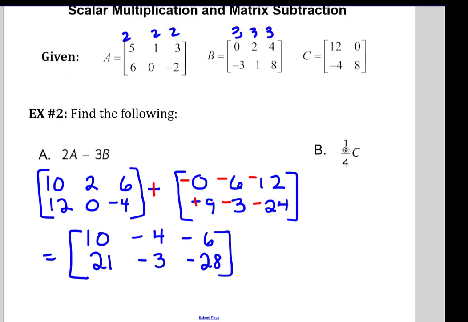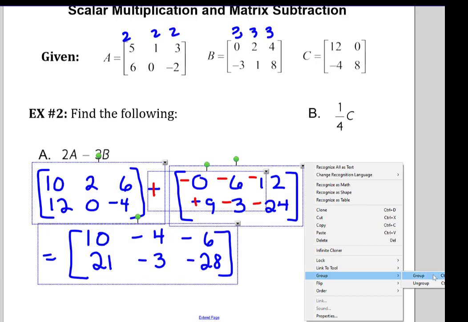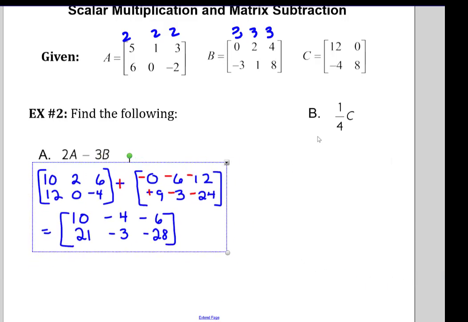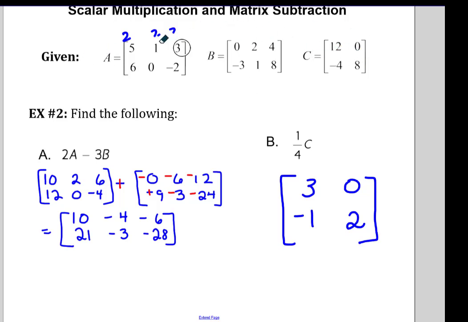And then on part B, we want a fourth of matrix C. So matrix C, let me see if I can shrink this down a little bit. Matrix C is a 2 by 2 matrix, and we want a fourth of that. So that's like dividing each term by 4 all the way across, which would give us 12 divided by 4 and 0 divided by 4, negative 4 divided by 4, and 8 divided by 4. So that's pretty straightforward with each one of those.